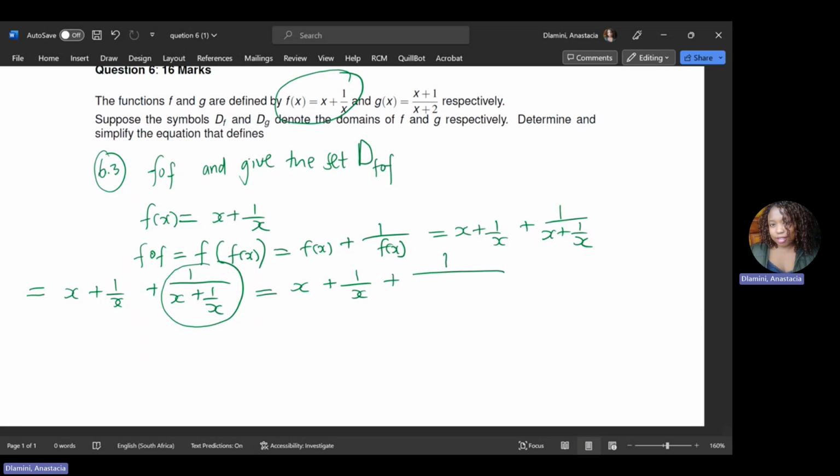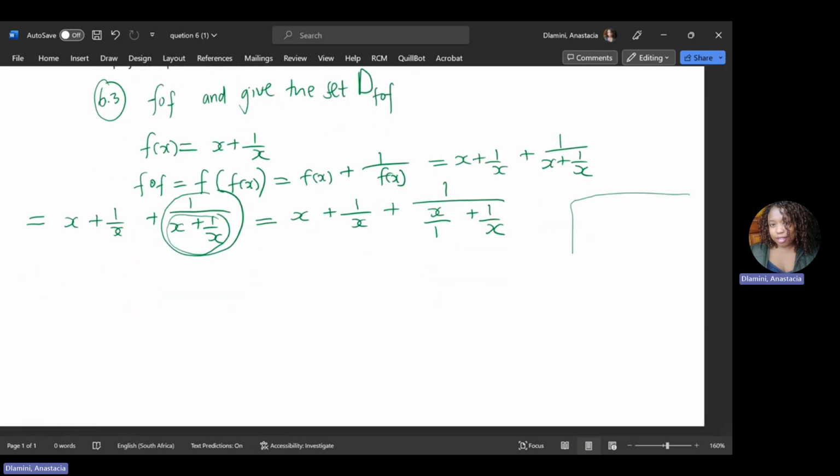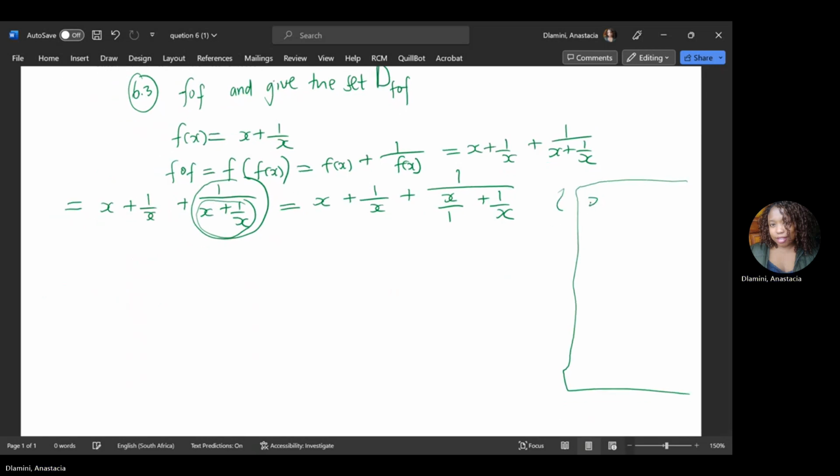Now, to simplify this, let's change these terms so that both of them are fractions. We notice that x is not a fraction, so let's make it a fraction. In order to make it a fraction, we'll say x over 1. But 1 over x is already a fraction. So let's simplify the term in the denominator on the side so that we don't have long steps. We have x over 1 plus 1 over x.